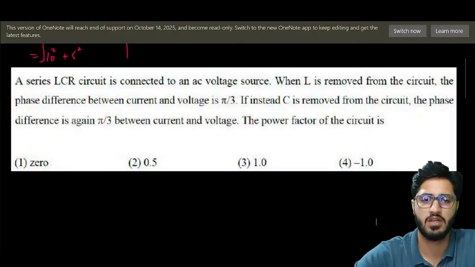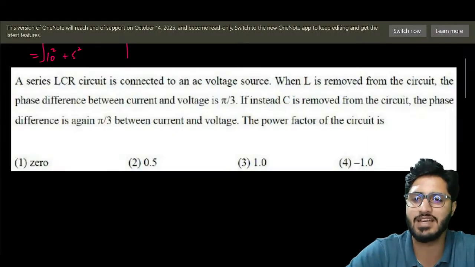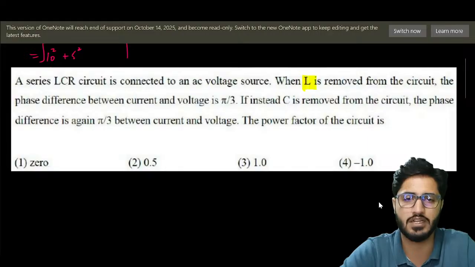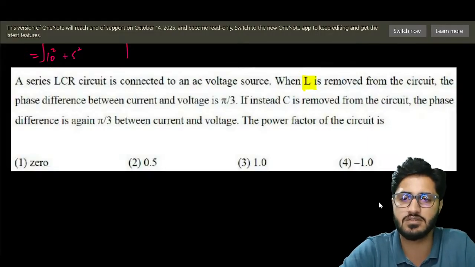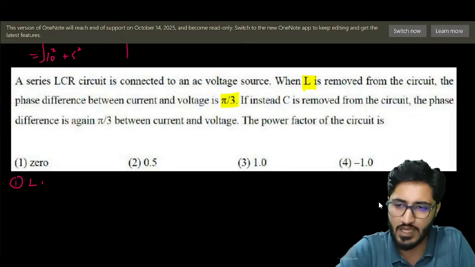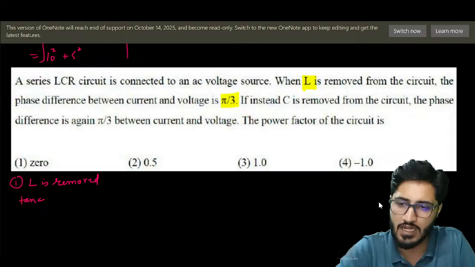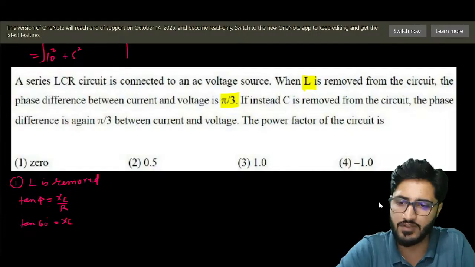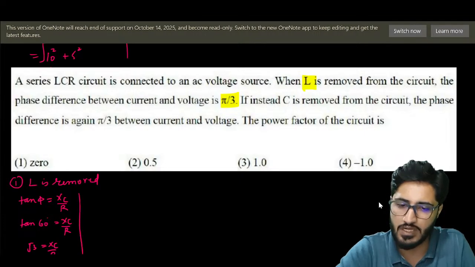Good numerical. The numerical states that we have an LCR circuit connected to an AC voltage. First condition: when L is removed, the inductor is removed, the phase difference between current and voltage is pi by 3. Tan phi will be equal to XC divided by R only. So tan of pi by 3, that is tan 60 degree, is XC by R. Tan 60 is root 3, so root 3 equals XC by R. It implies that XC is equal to R root 3 ohm.